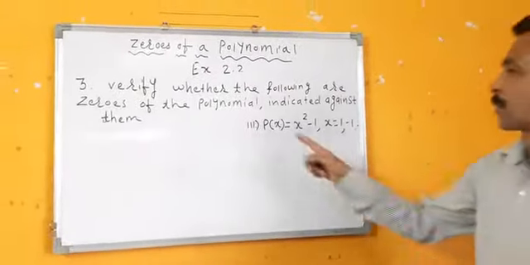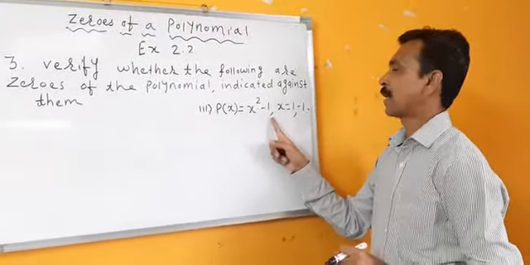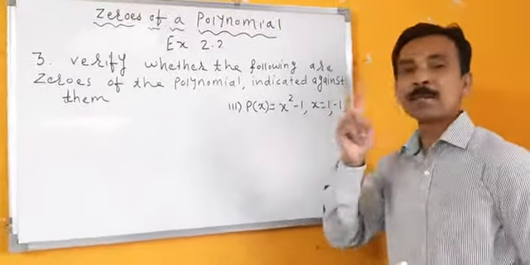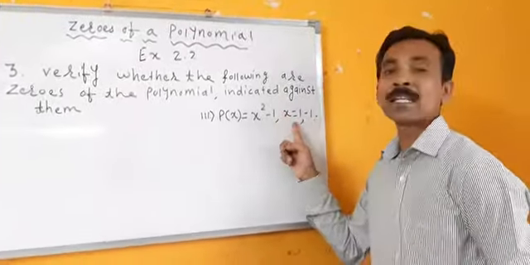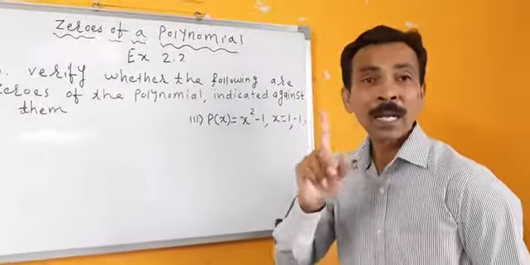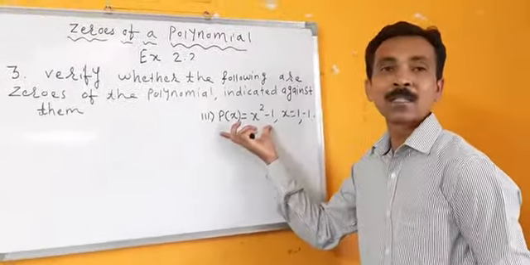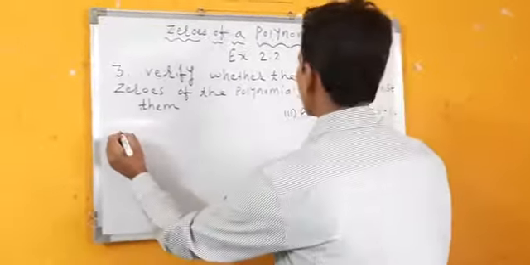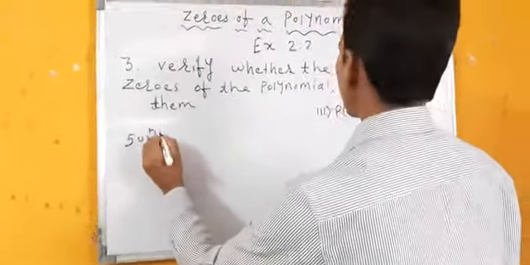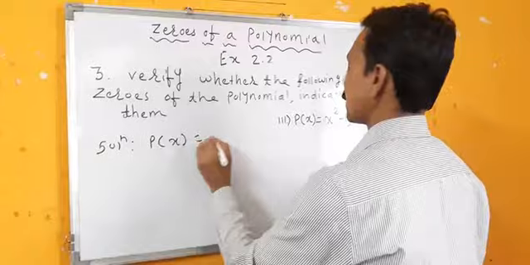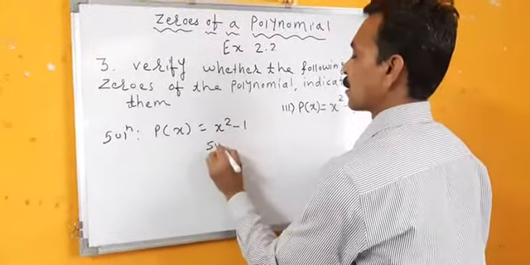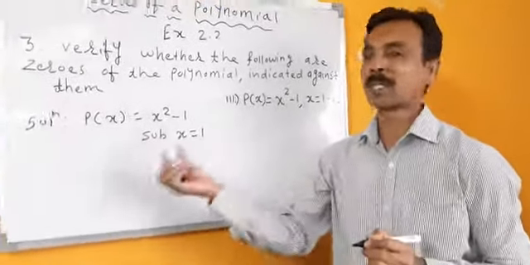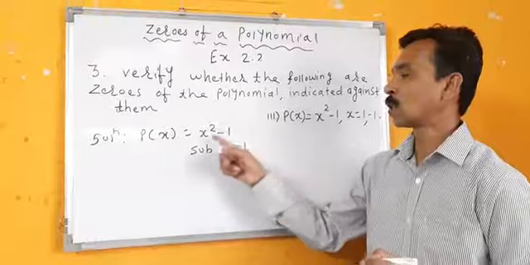Third sum is p of x is equal to x square minus 1, where x is equal to 1, comma, minus 1. It means we have to solve this sum 2 times. First time by taking the value of x is equal to 1, and again you have to solve this by taking the value of x as minus 1. So first I will write as it is, p of x is equal to x square minus 1. Substitute x is equal to 1. SUB is the short form, but the meaning is substitute.